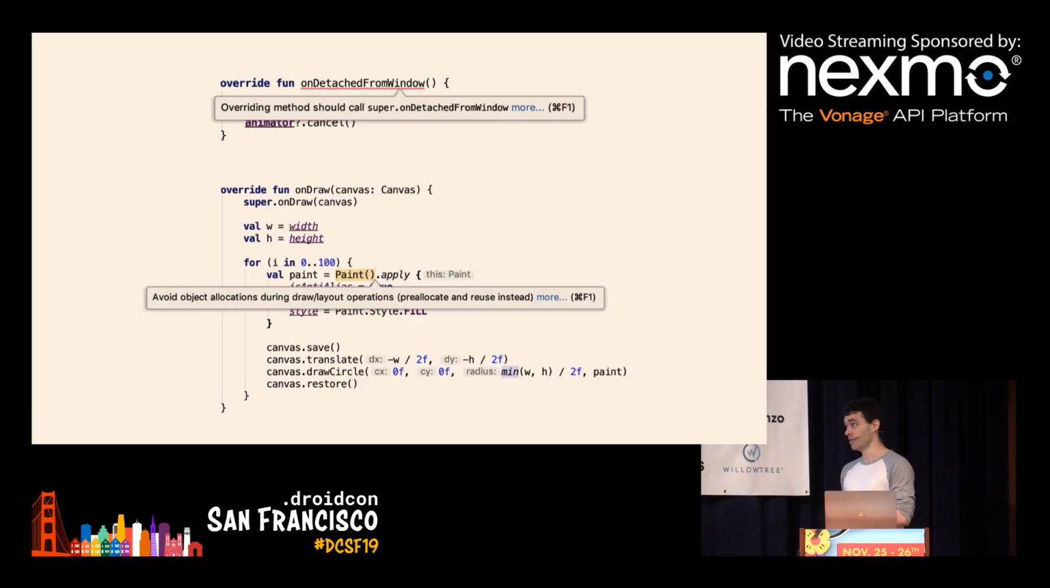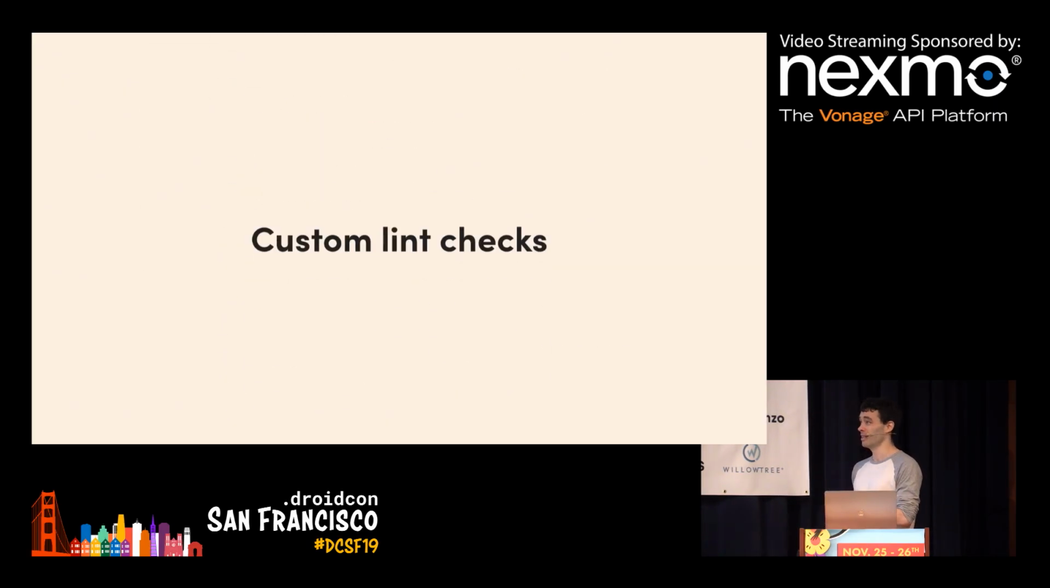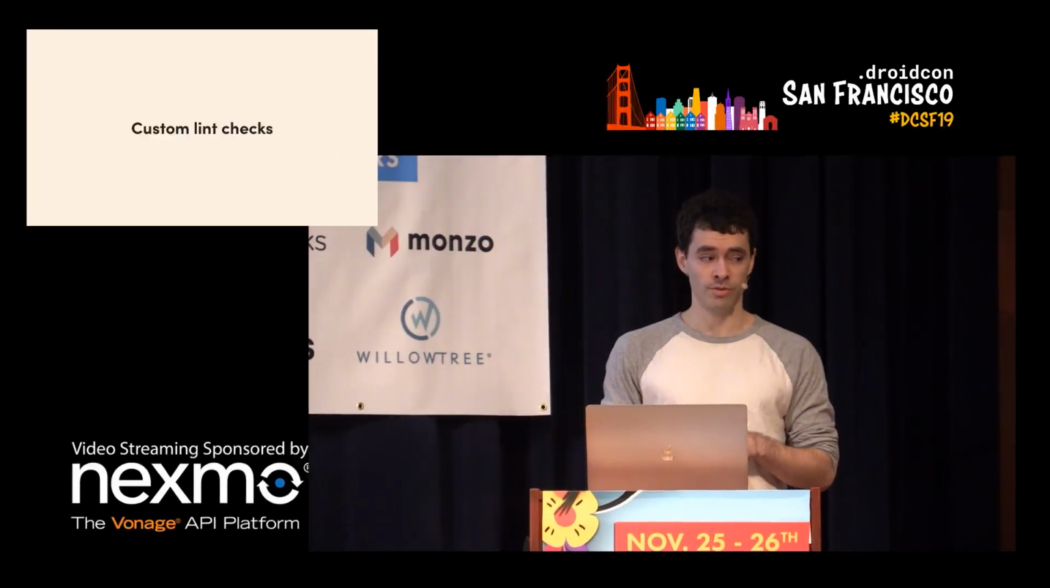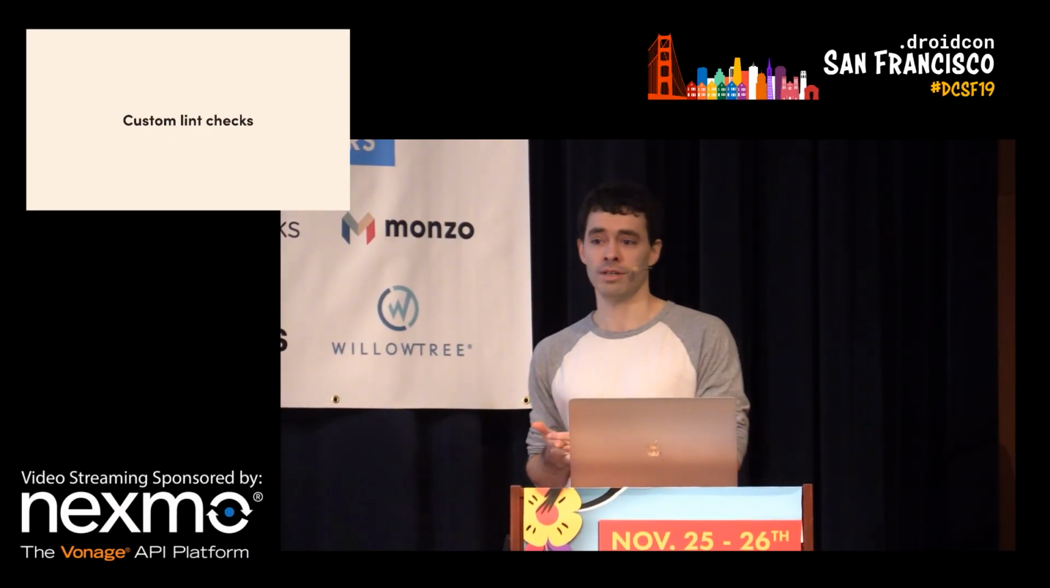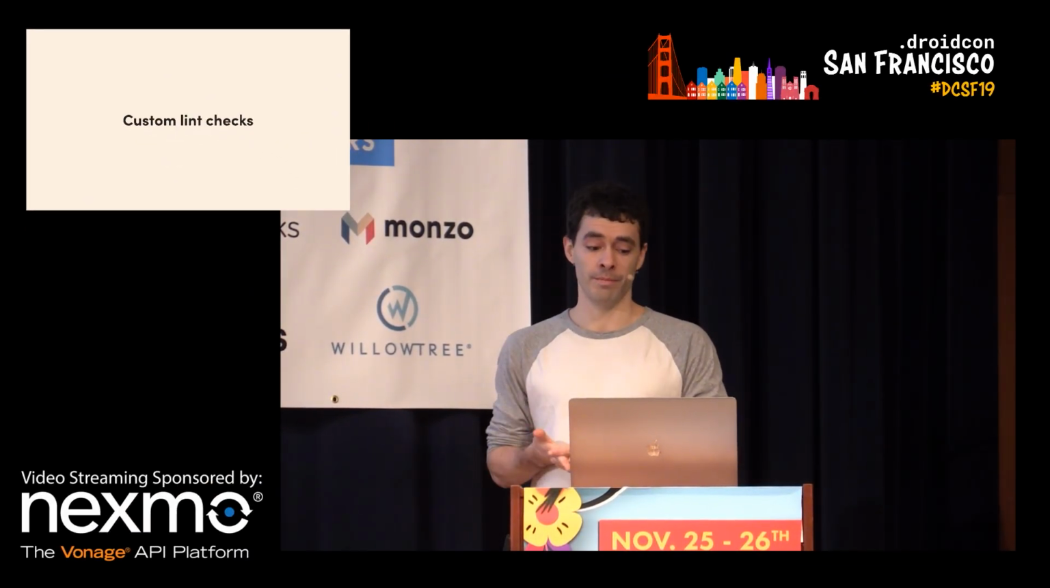And one thing to note is that all of these lint checks that are run by default and provided by Google are very general. They apply to every Android developer, really. There's nothing too specific that runs, and that's where custom lint checks are really useful because you can use them to target issues that are really specific to your company.